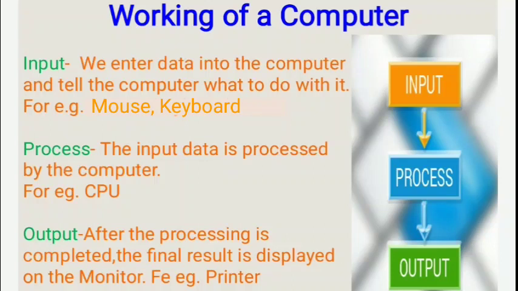Now the next step is done by the CPU. The processing is done by the CPU. Now the third step, that is output. After the processing is completed, the final result is displayed on the output devices like monitor, printer, etc.